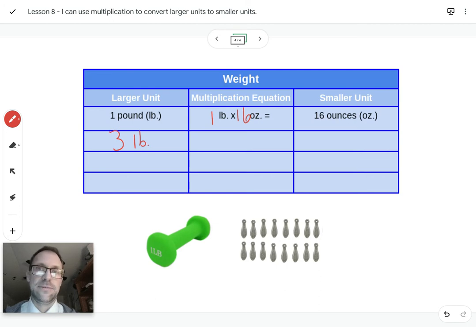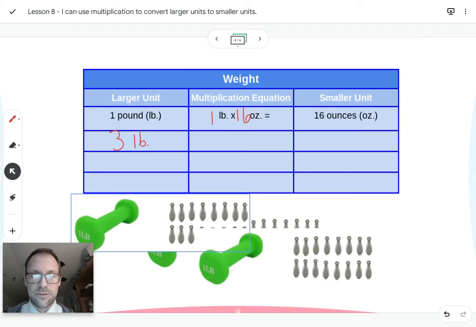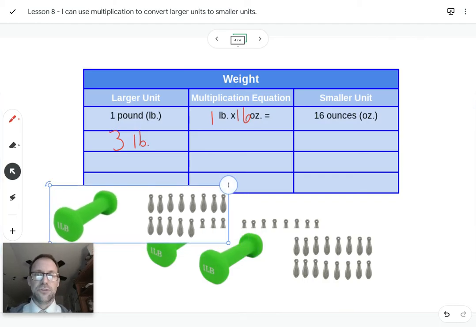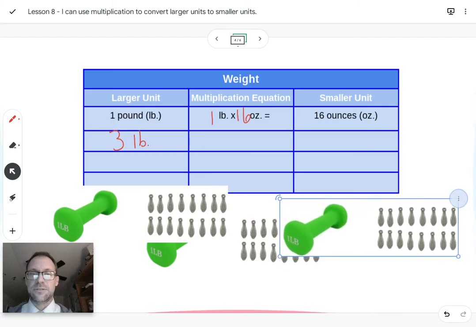Isn't that interesting? I'd love for someone to do the research and find out why, but not now, after the lesson. Okay, so 3 pounds. What if we had 3 of these dumbbells? Well, I just might happen to have 3 of those dumbbells. I do. Look at that. 3 dumbbells. And each one is 16 ounces. You see how they each come with 16 ounces? That's what they're equivalent to.